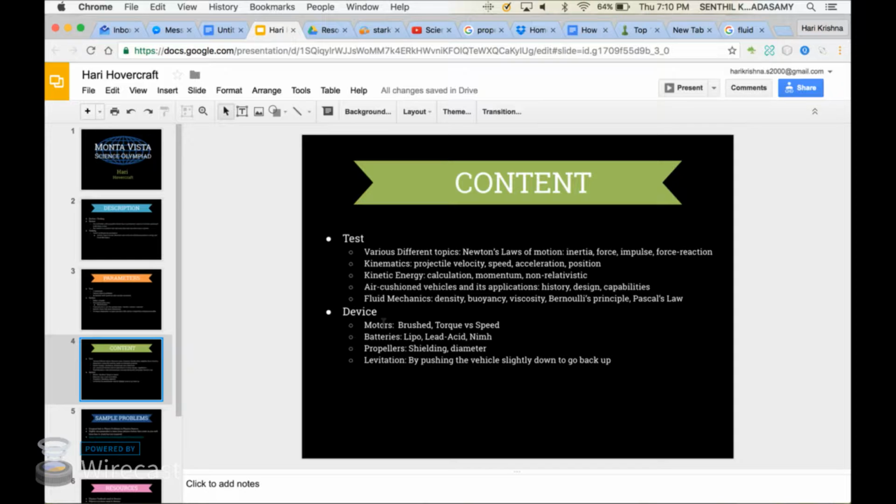Device. You will have motors, batteries, propellers, and levitation. First of all, for material, it says you can use any material you want, but you want to be cautious about what material you use. Wood has a tendency to be light but not as sturdy. Metal tends to be heavier than wood, but it is much sturdier. You should consider this when you design your vehicle, to decide what would be the best material to use.